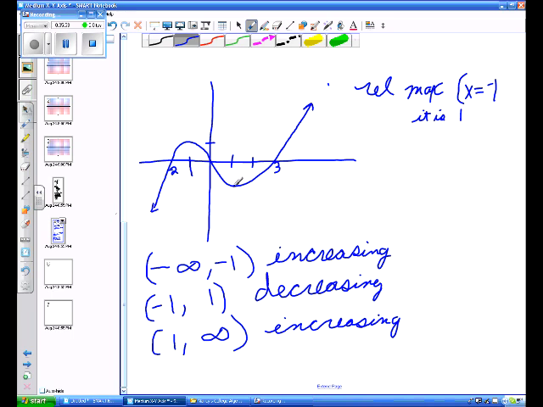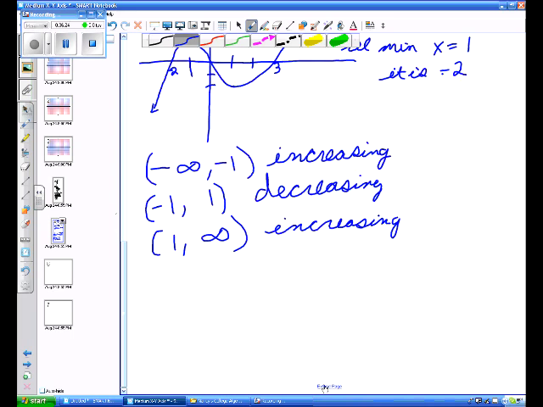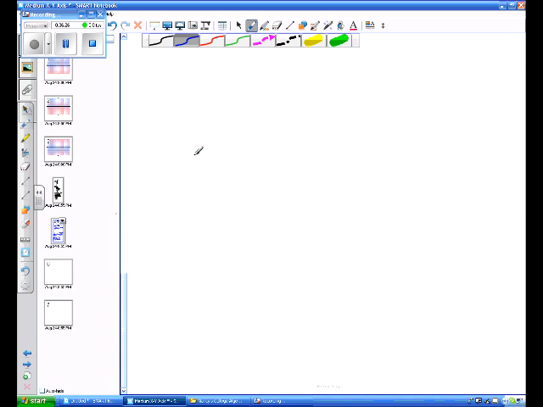Now we have a relative minimum at x equals +1, and let's make that relative minimum -2. The relative minimum is -2. So we can deal with our increasing and decreasing functions. We can also deal with relative maximums and minimums. Let's look at another graph.